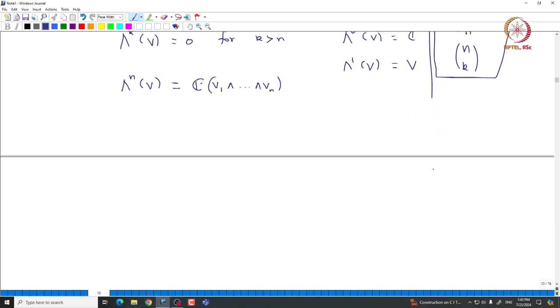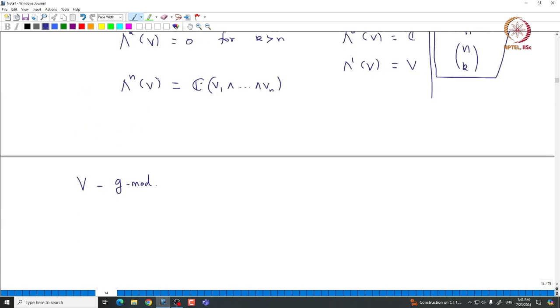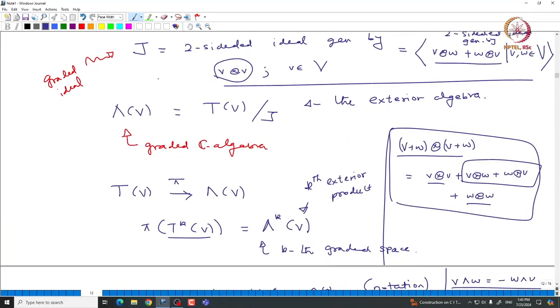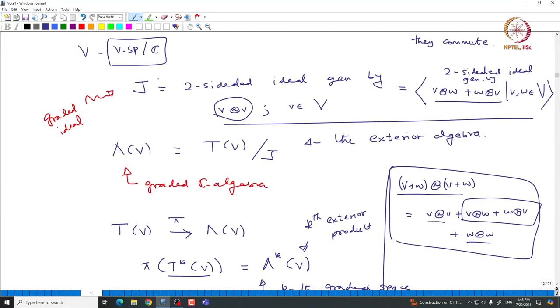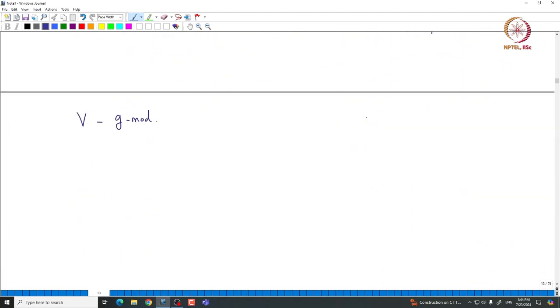Okay. Now if we start with a G module, let us say V is a G module, then it is not hard to see that the relation we are going modulo is a G invariant relation. So the ideal J is G invariant. Why? Because if you apply X to v tensor v, this gives us Xv tensor v plus v tensor Xv.